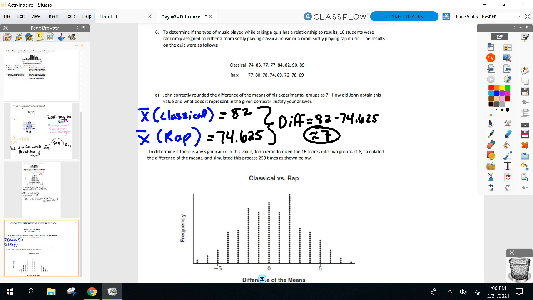Okay, so here we go. Third time talking this through today. What does the 7 represent? 7 points higher, on average. Make sure you say on average, because that's not a given that everybody did 7 points higher, right? On average, classical scored 7 points higher.